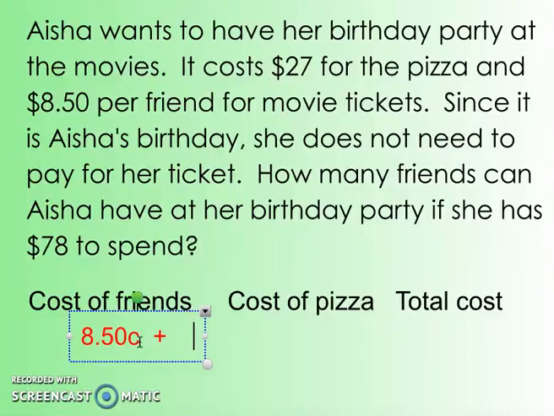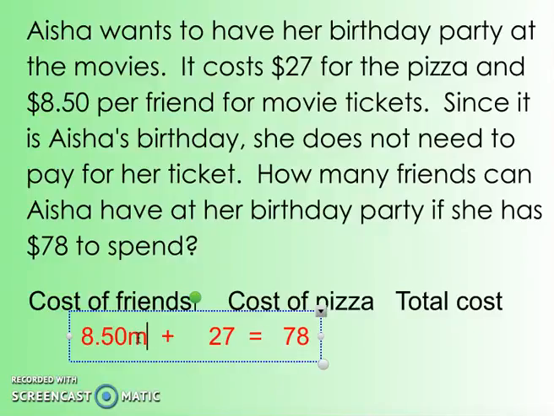Plus, there's also the cost of the pizza, and how much is that? $27. And it sounds like it's not per person, it's just a flat fee of $27. And then total cost, weren't we given that information? Yes, we were given a total cost of $78. And the question is, how many friends can she invite? Like, how many of these costs are movie tickets, and we can even just say M for movie tickets. How many of those movie tickets can we actually purchase with the $78?